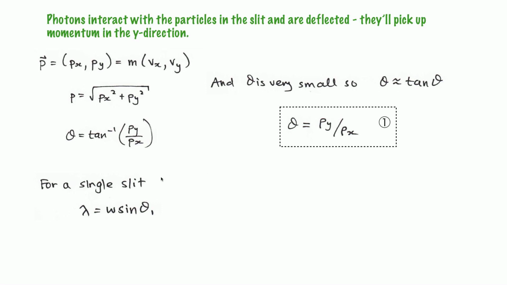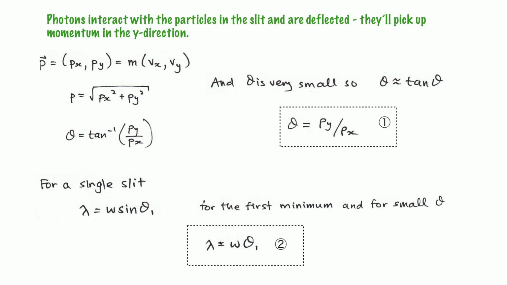Now for a single slit, we know that the first minimum occurs at m lambda, where m is equal to 1. So that's the first minimum, because we're only interested in the central maximum at this point. And so basically for the first minimum and for small theta, because for small angles of theta, sine theta is approximately equal to theta as well, we get lambda equals w theta 1. And this is equation number 2. And we'll put this inside of a dotted box because, again, this is not the end. This is just kind of helping us along the way.